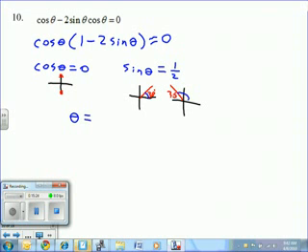So we have, over here, theta equals 90, 270, 30, and 150 degrees.